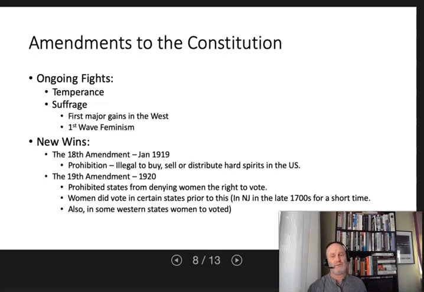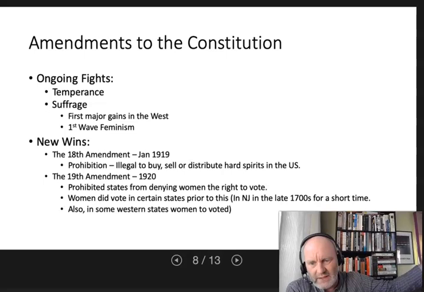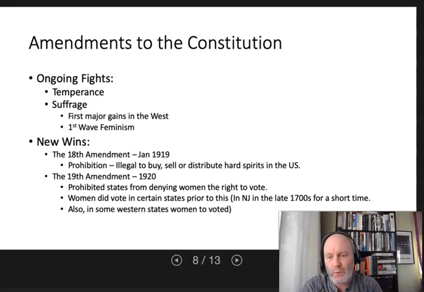And then suffrage also, citing Abigail Adams, don't forget the ladies, right? Also something that women have been pushing for a very long time. And they get two big wins in 1919, 1920 with the 18th Amendment, prohibition, and then the 19th Amendment, which is recognizing the right to vote across the nation, right? So that's the biggest win you can get in American history in some ways, a constitutional amendment, and they get those wins in 1919, 1920.